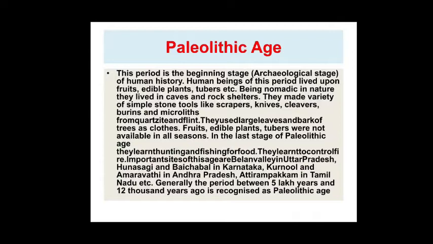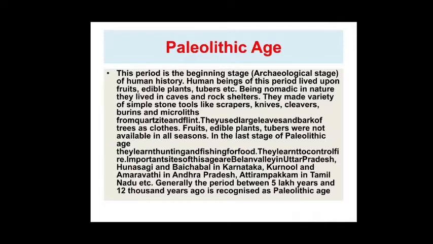In the Paleolithic Age, people used only weapons like knives, scrapers and cleavers, because hunting was the main source of food. Next, there were large leaves and barks of trees as clothes. Nowadays we use different types of clothes, but in the Paleolithic Age there were no clothes to cover the body, only leaves and bark of trees.